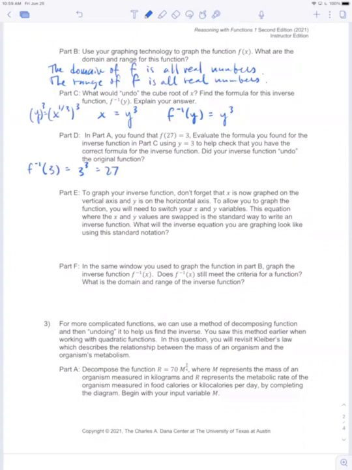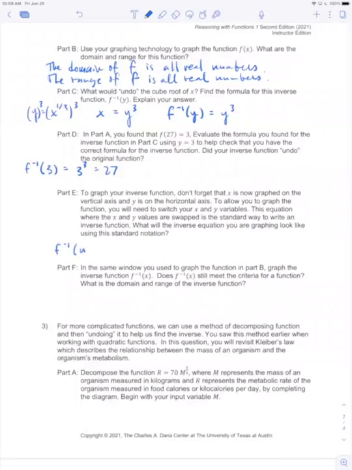Part E, to graph your inverse function, don't forget that x is now graphed on the vertical axis and y on the horizontal axis. To allow you to graph the function, you will need to switch your x and y variables. This equation where the x and y values are swapped is the standard way to write an inverse function. What will the inverse equation you are graphing look like using the standard notation? And this is what I started writing earlier. So the standard way of writing that would be f inverse, and instead of writing y like I did earlier, that was supposed to be an x, so we'd write f inverse of x equals x cubed.